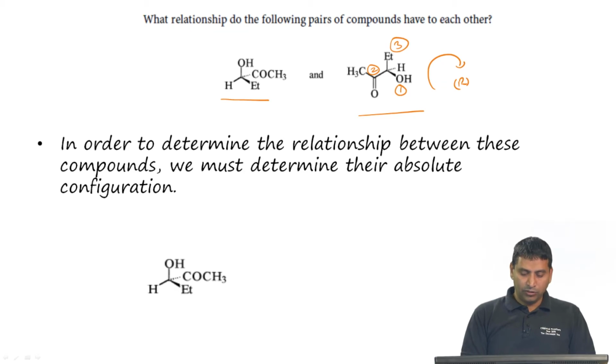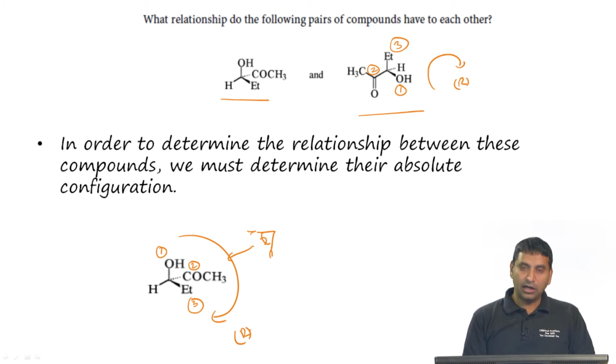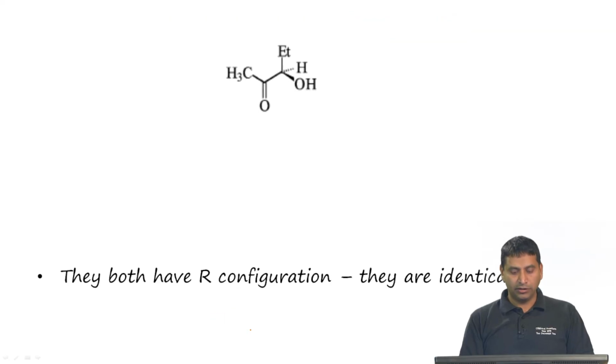Okay. For this molecule, similarly, we can assign priorities based on OH is 1, COCH3 is 2, ethyl is 3, and so we need to look at it from here. If you look at it from here, 1, 2, 3 is clockwise. So, this would also be R. Okay. So, these two molecules are identical, they both have R configuration.